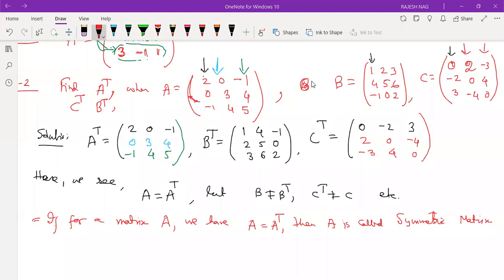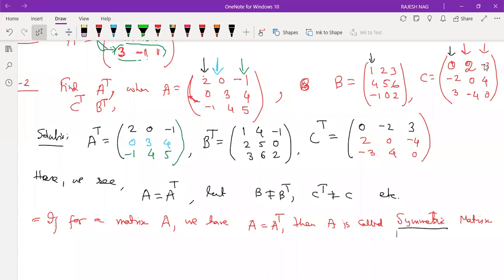Okay, then A is called a symmetric matrix if this property holds, that is, A is equal to A transpose. Say for example B is not symmetric, you see this quite clear. B is not symmetric because B transpose is not equal to B. C is also not symmetric because C transpose is not equal to C. It is not always true, but if the equation is valid, that is, A transpose is equal to A, then A is called a symmetric matrix.